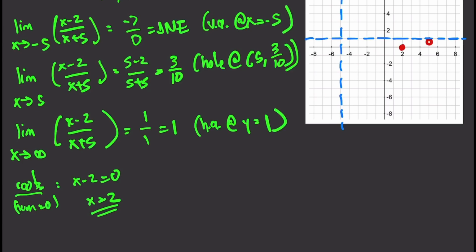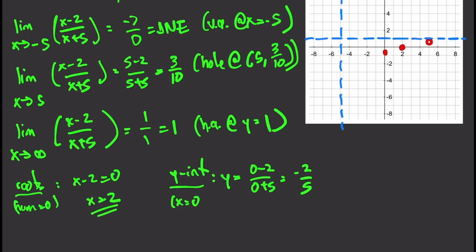The y-intercept. How do we get the y-intercept? Well, if you remember, for y-intercept, we set x equal to 0, and whatever we have left is our y-intercept. So it's going to be 0 minus 2 over 0 plus 5, so that's -2/5. So -2/5 is between 0 and 1. It's going to be approximately right there.